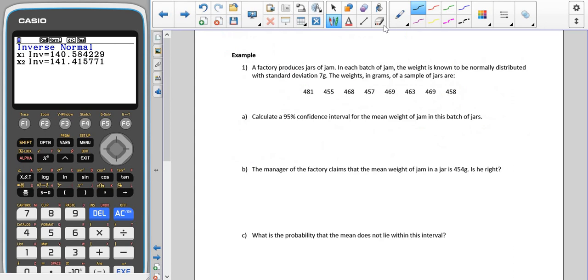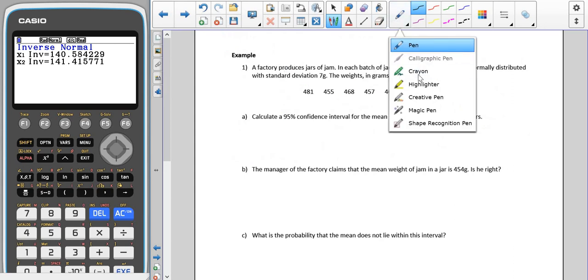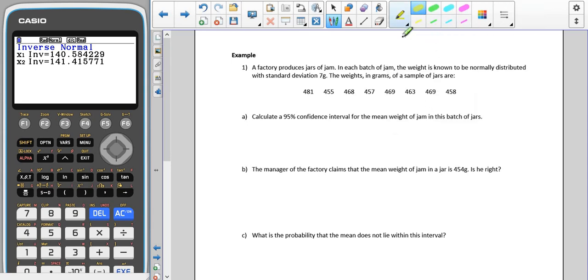So here we are told we have a factory that produces jars of jam. In each batch of jam, the weights are known to be normally distributed with a standard deviation of 7 grams. So that is the population standard deviation. And then we have a sample here. This time we're not given the mean of the sample, but we can find that using our graphical calculator.